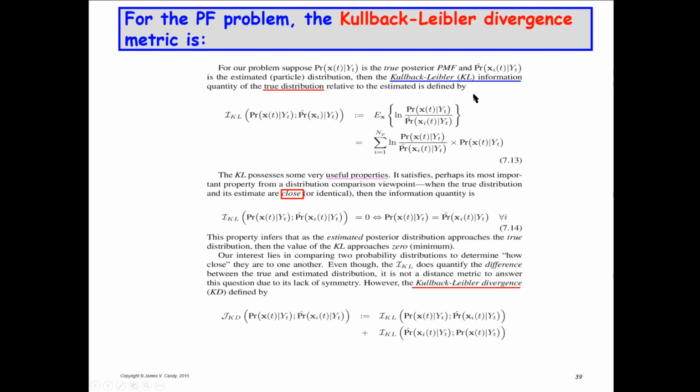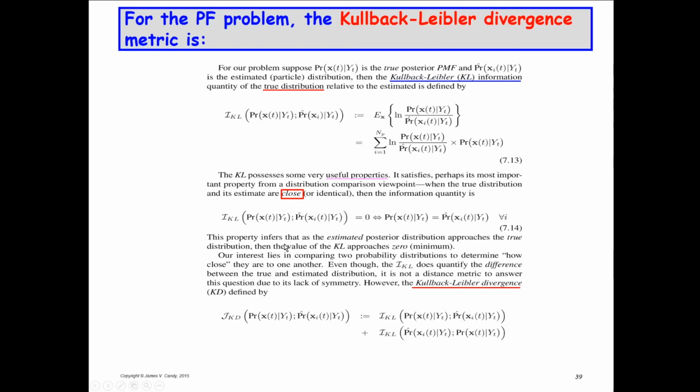Okay, so one way to evaluate the performance of a particle filter is to use what's called the Kullback-Leibler information quantity. And it looks like this. This is the calculation. It comes from information theory. And it basically takes the true distribution that, we don't know it, but we're assuming we know it, and you take what the particle filter estimates, and you calculate this information quantity. And one of the properties is if the true posterior distribution is close to the estimated one, then this should be 0. The Kullback-Leibler should be 0.